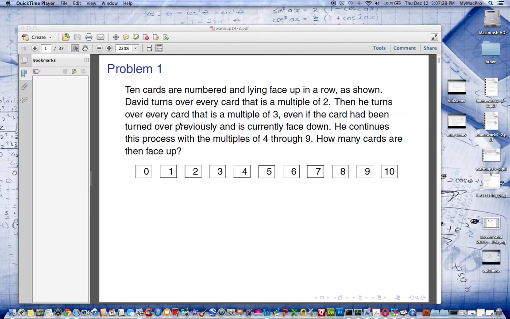Then he turns every card that is a multiple of 3. So 3, 6, 9, and so on, even if the card had been turned over previously and is currently face down. He continues this process with multiples of 4 through 9. How many cards are then face up?